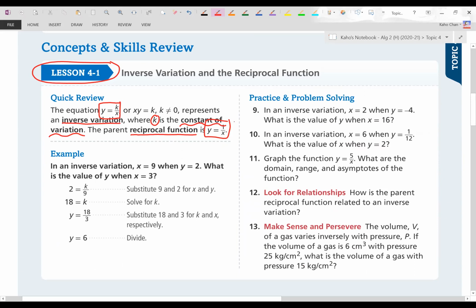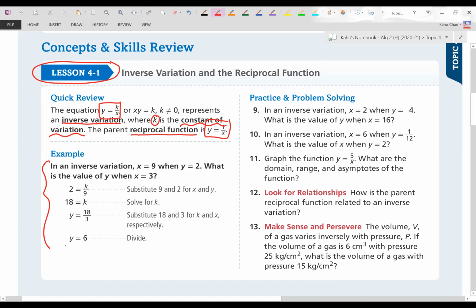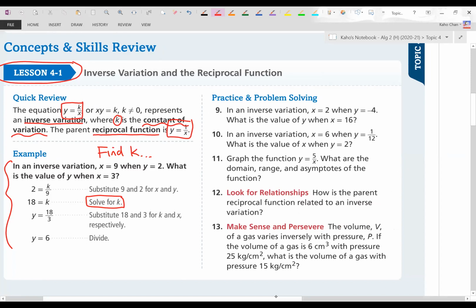And they give us a nice example right here. Keep in mind, this is something typical that will show up on an SAT, ACT. You want to not try to solve for the problem first. You want to find k first. That's your goal. Find the constant of variation before you actually solve the question itself in this particular problem, okay? All right. I think that example is self-explanatory.